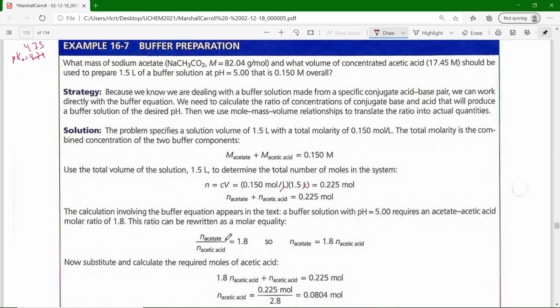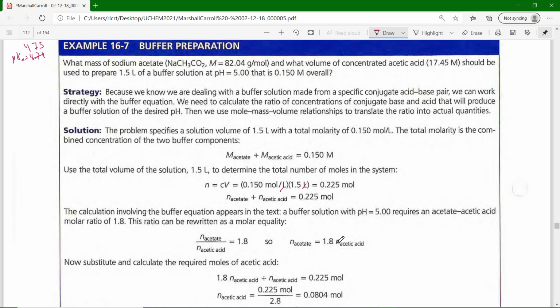The ratio has to be 1.8. We got that from our discussion above, example 16.7, the ratio of the acetate moles to the acetic acid moles. So the acetate moles is 1.8 times the acetic acid moles. Okay, so we did that before.